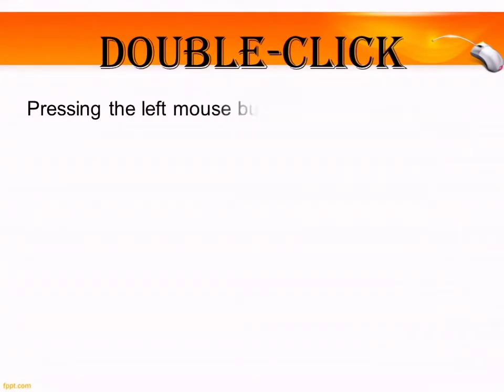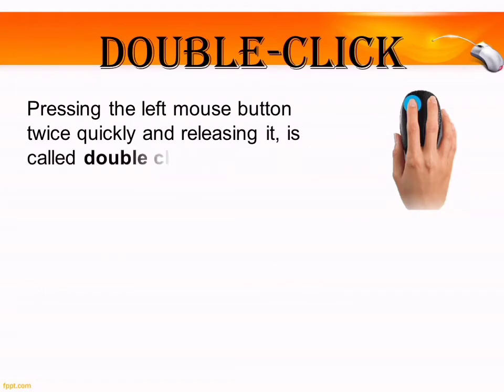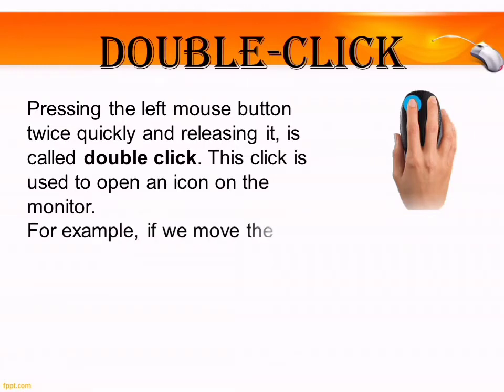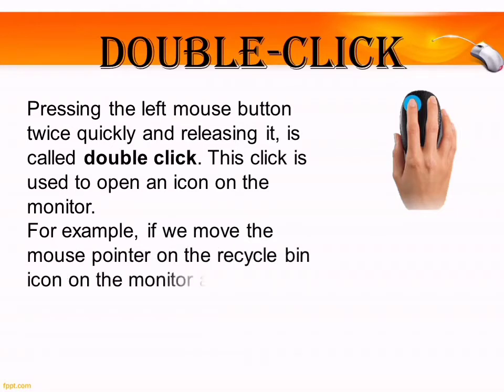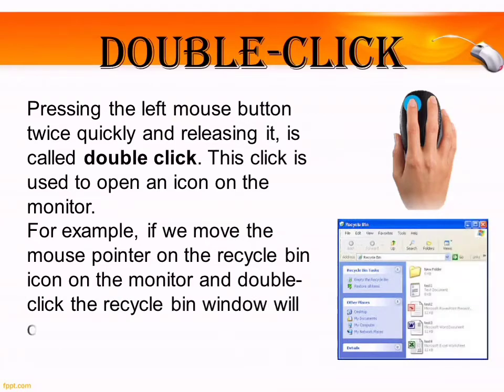Next is double click. Pressing the left mouse button twice quickly and releasing it is called double click. This click is used to open an icon on the monitor. For example, if we move the mouse pointer on the recycle bin icon on the monitor and double click, the recycle bin window will open.